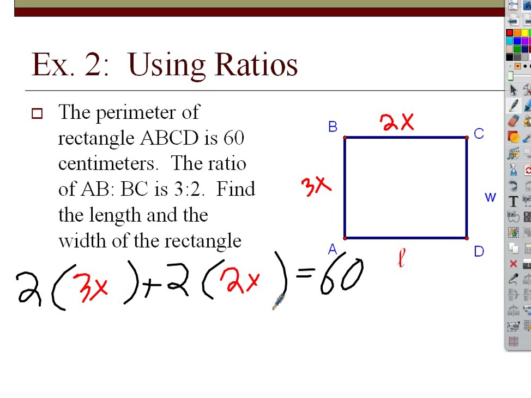Hey, can't you do the distributive property? Yeah, now that's pretty easy. You guys can all do that. That is not a hard algebra problem. I know everybody in here can do that problem.